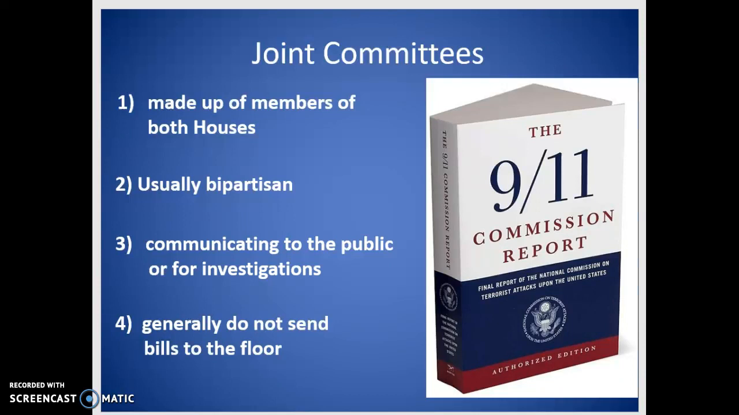Okay, you see the example on the PowerPoint here that the joint committee did the 9/11 Commission report. They came together, they put information out there, and they sent it out to the public. They're not going to send legislation. They're not going to look at legislation or anything like that. They're just made up to study and do that sort of stuff. They could be permanent, but usually they're going to be temporary.